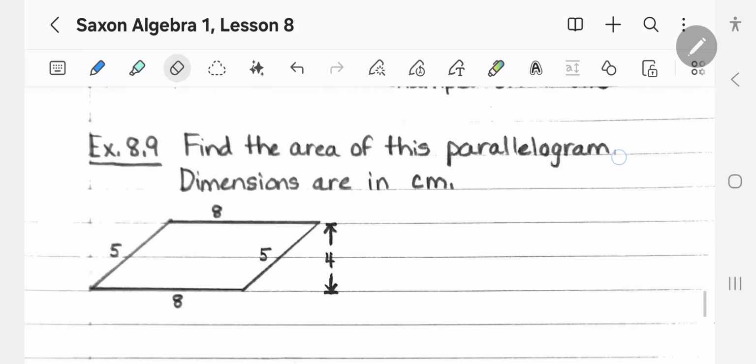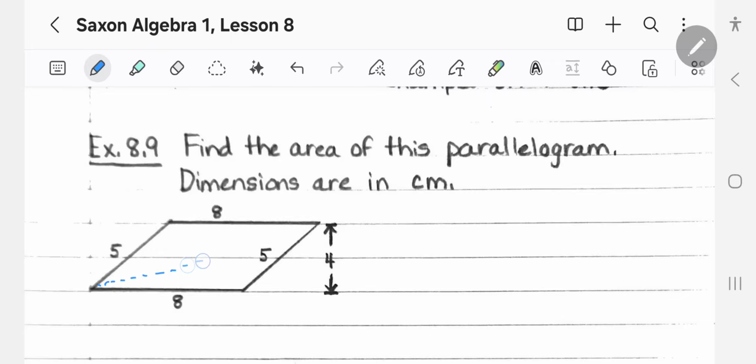Dimensions are in centimeters. Now there's a formula for how to find the area of a parallelogram, but your book chooses to show you how to divide it into shapes you already know. And their reasoning is that if you have to memorize multiple formulas, it can get confusing. So it's easier if you know the basic formulas and then divide the shapes into those. If you're interested, you can do some research and find the formula for the area of a parallelogram and try it out and see how it compares.